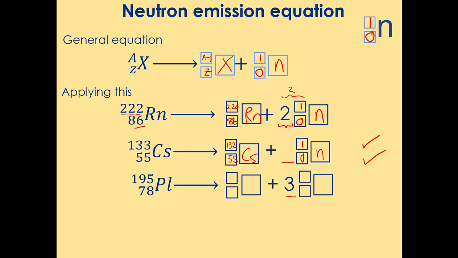Here we've got 3 neutrons. Each neutron has a mass of 1 and a charge of 0. So 3 times 0 is 0. What do I have to add to that 0 to get 78? The answer is 78. Doing the top numbers, 3 times 1 is 3. What do I have to add to 3 to get 195? Answer should be 192. The atomic number hasn't changed, so it's still plutonium. 1 mark for the top, 1 mark for the bottom. Give yourself a mark out of 4.